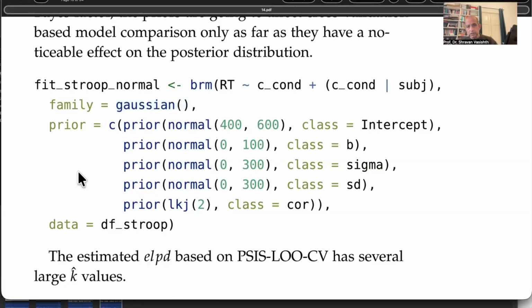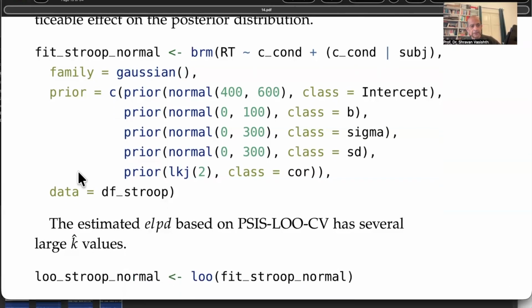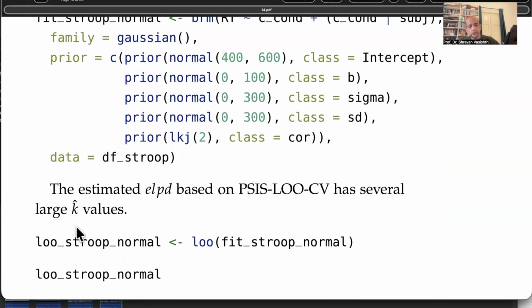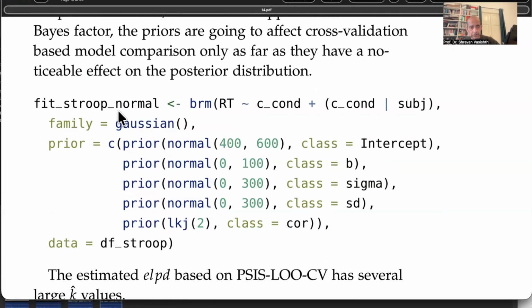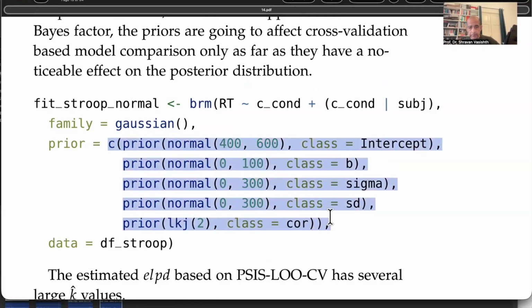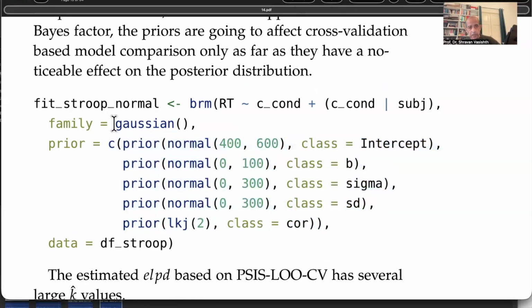So here things go south, right? For one reason: the Pareto k values. There are three of them that are too high, larger than 0.7. Notice here that because of the Gaussian likelihood, I'm sorry I'm belaboring this point, but I get so many people making the same mistake over and over again that I have to say it multiple times: if you have a Gaussian likelihood, you're working on the millisecond scale. So your priors have to reflect that.